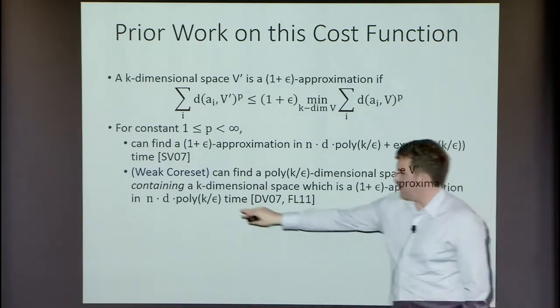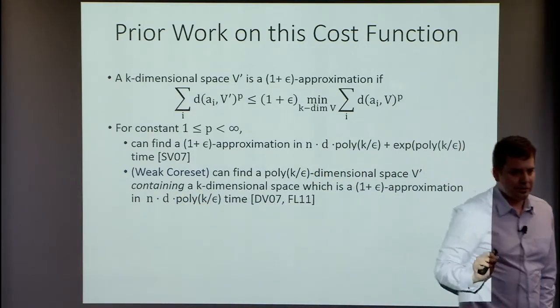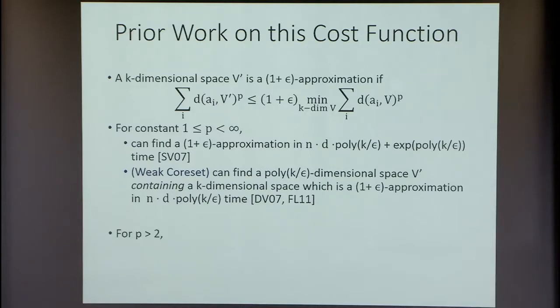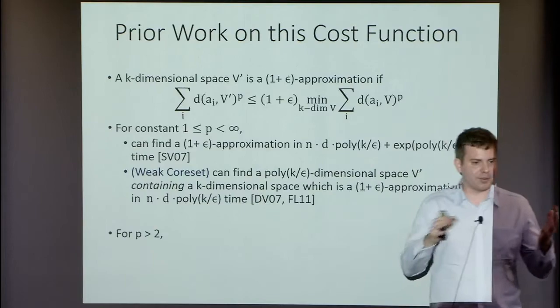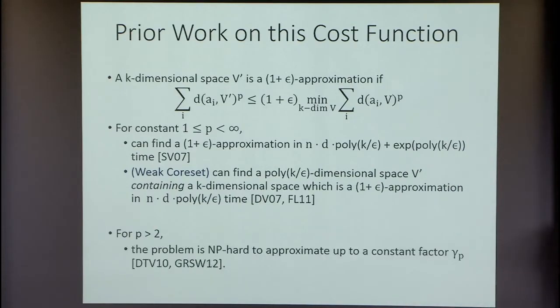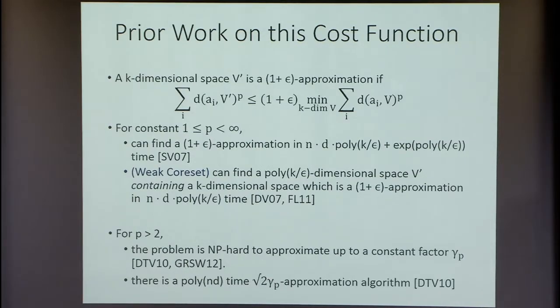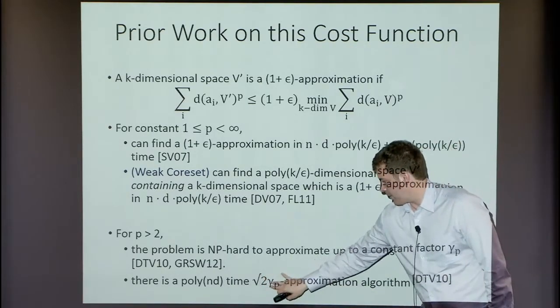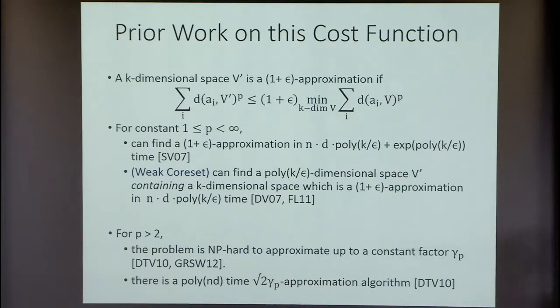So you can get n times d poly k over epsilon. You still might want input description time. For p greater than 2, which is not the focus of this talk, this doesn't correspond to a robust version of the SVD. This is actually making the powers larger. The problem is NP hard to approximate up to a fixed constant factor depending on p. This is work by Deshpande et al. and Guruswamy et al. And there's a nearly matching constant approximation factor polynomial time algorithm.